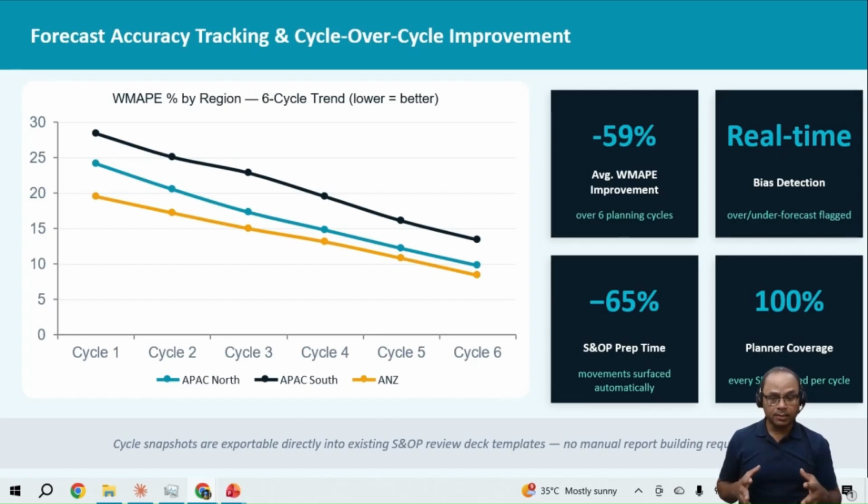Real-time bias detection is particularly powerful. If a team consistently overforecasts their region by 15%, that pattern will show up here. And it opens a productive conversation about whether the overrides being applied are adding value or introducing noise. And the note at the bottom is worth emphasizing. All of this is directly exportable into your existing board reporting templates. No manual report building. The insights are already there. DemandIQ just makes them visible.